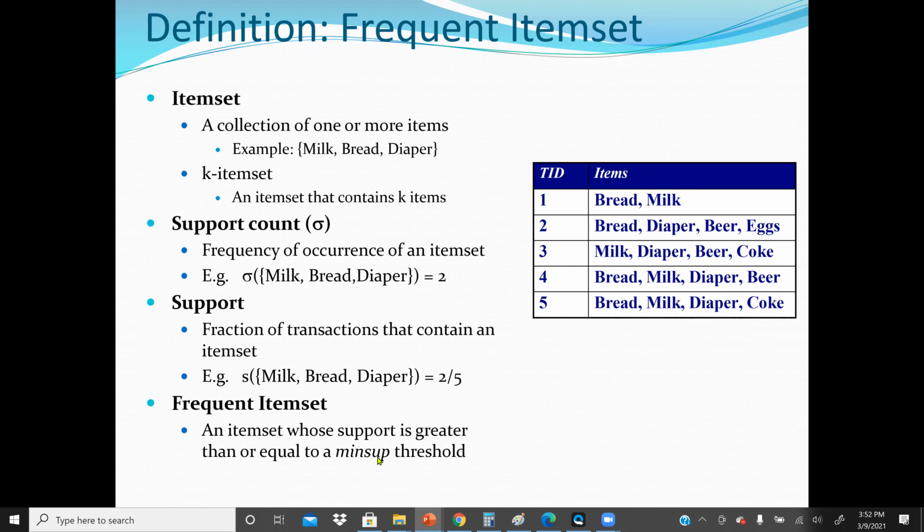Now, if the minimum support threshold is given to be 0.5, then milk, bread, diaper is not a frequent item set. But if it's 0.2 or 0.3 and its support is 0.4, which means it is greater than or equal to the minimum support threshold, then we will say milk, bread, and diaper is a frequent item set.